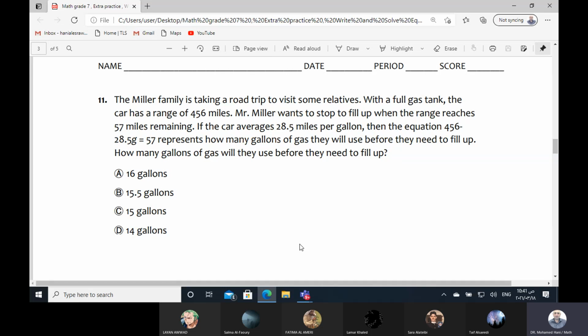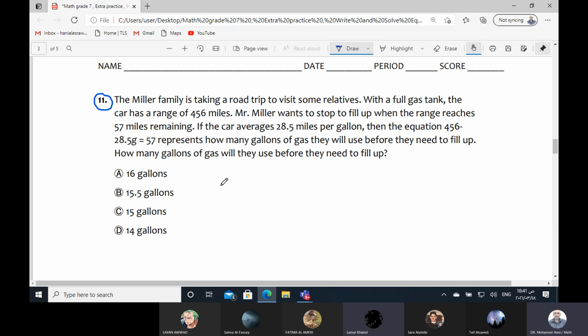Math grade 7. We have today extra practice about the equations. Who can read exercise number 11, please? Can I read it? Okay, start, please.